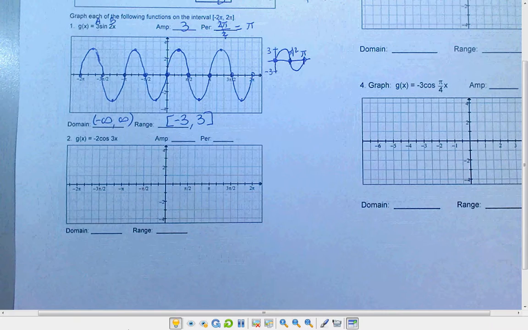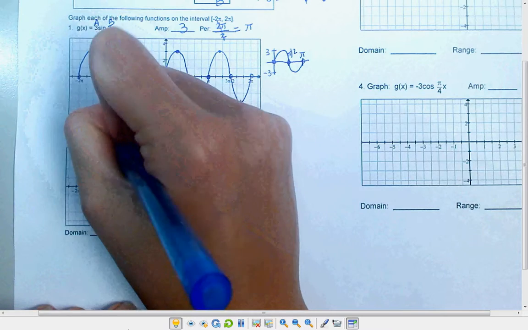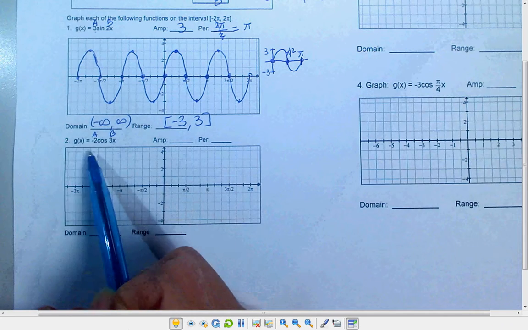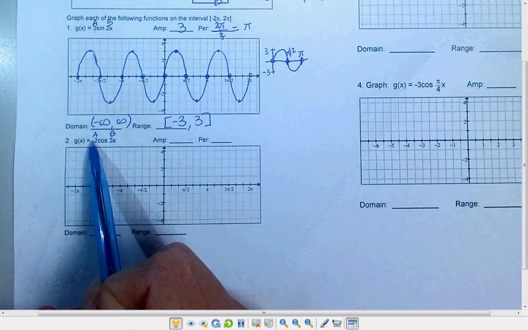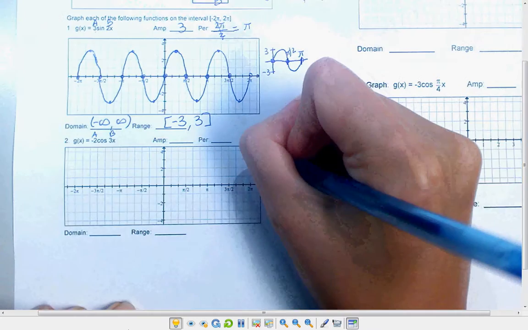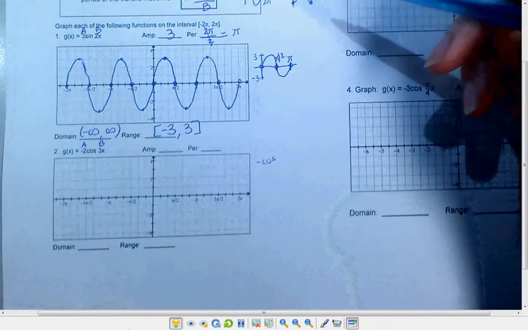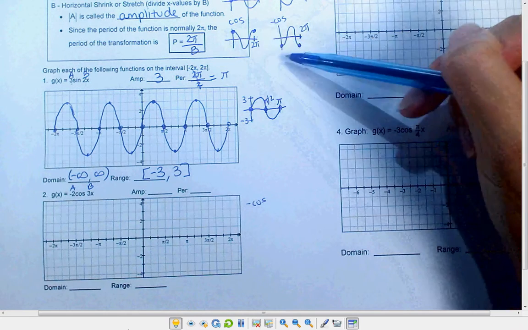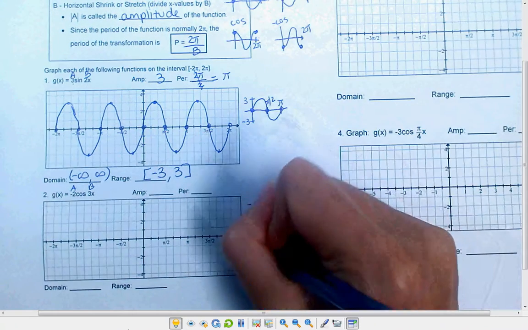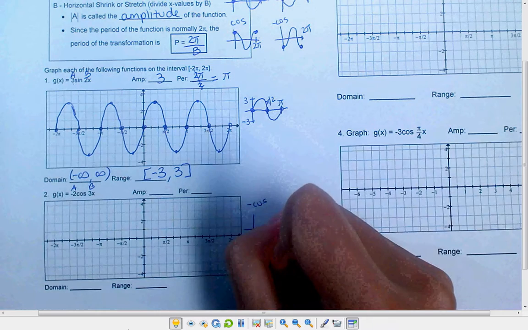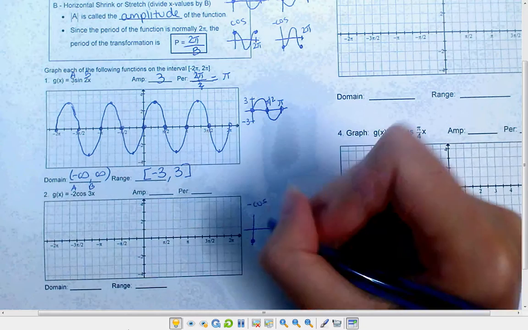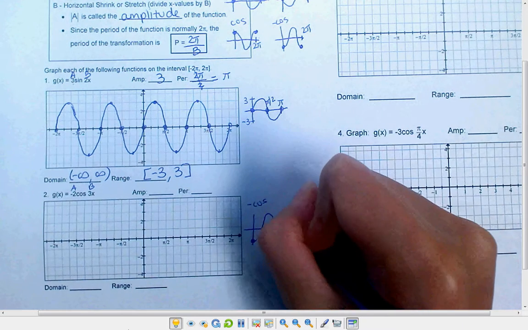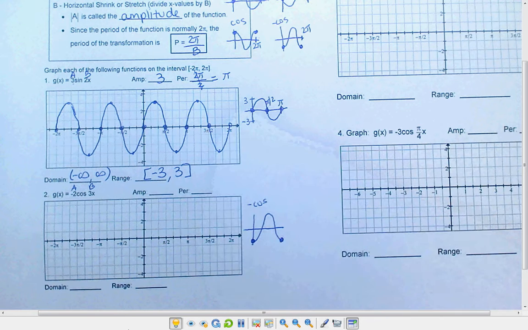Okay, so let's look at number 2. So here's our A, here's our B. So we know that for this graph, this is a negative, see that negative sign, cosine. So the shape of this graph is going to look like, we know cosine starts at 1 or -1. Because it's a negative, we want it to start at the bottom. So my graph is going to start down here. It's going to go up and then back down to the same place where it started.